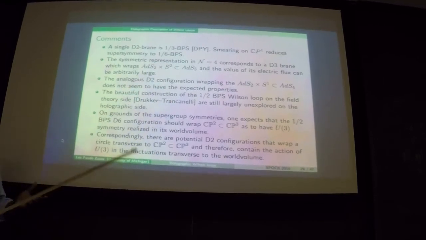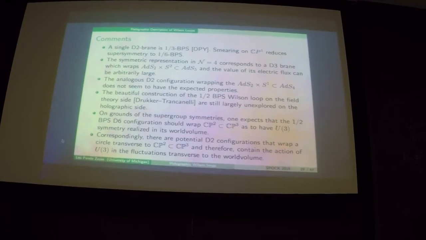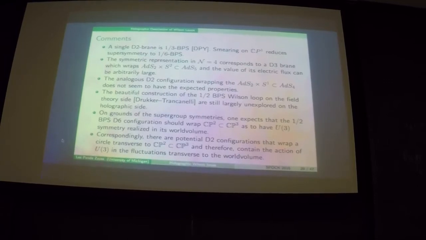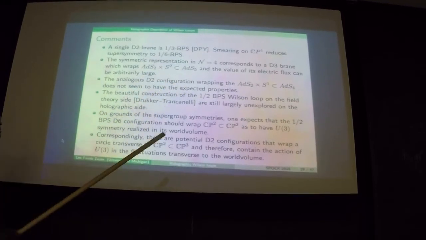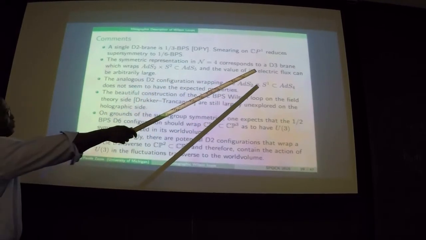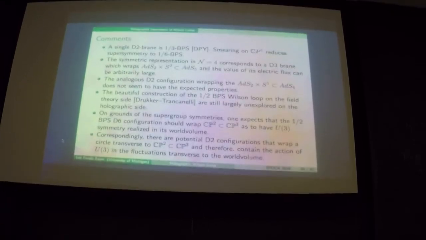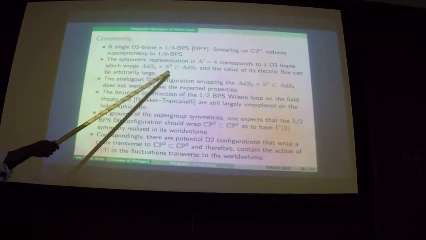That could be a complicated process if you want to then compute quantum corrections to this object. But this slide is essentially to show that the picture, even at the classical level, is fairly incomplete. The symmetric representation in N=4 really corresponds to a D3 brane that wraps AdS2 × S2 inside AdS5.